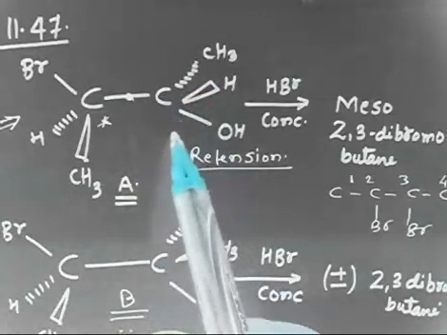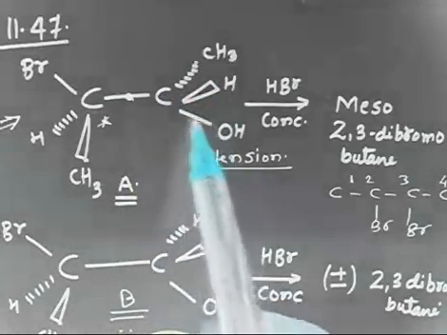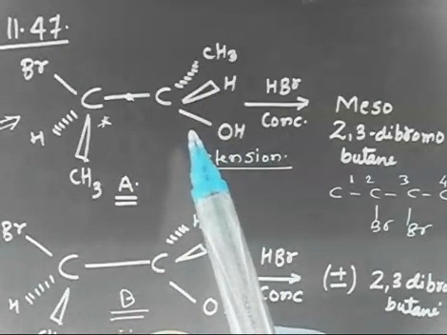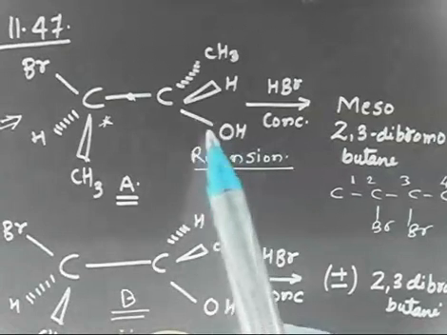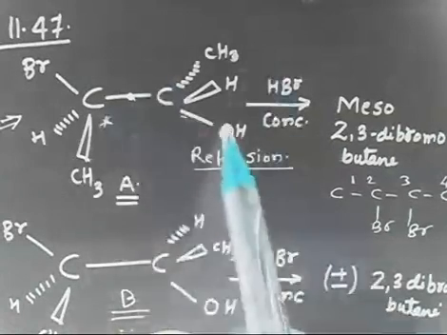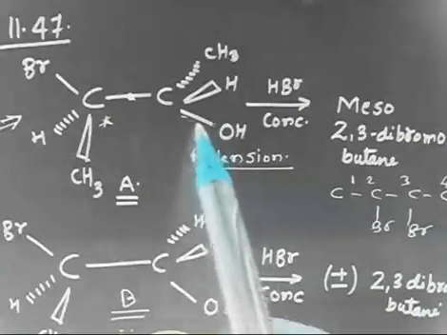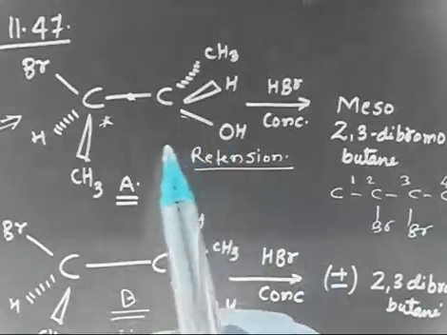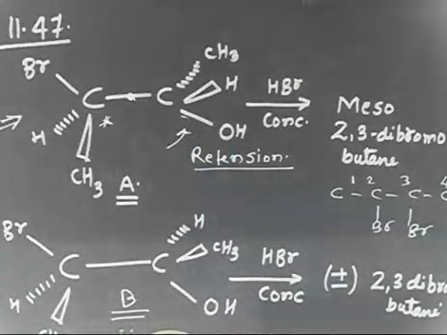The only possibility I have, if the attack happens from the bottom, then this bond and the incoming bond will be on the same side. Are you getting it or not? Or you can say, in this case, in the plane. So this is attacking in the plane from the bottom. This bond is in the plane, so bromine minus attacks in the plane, also from the bottom. So I need to attack from the bottom. This is fixed.